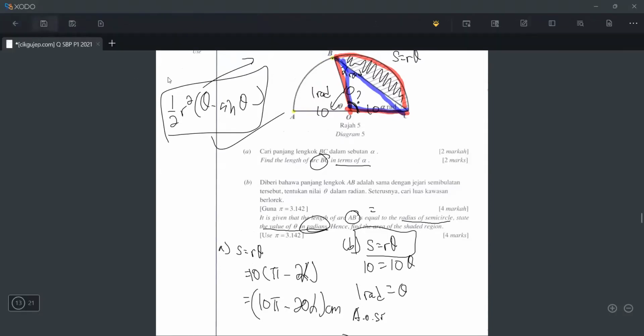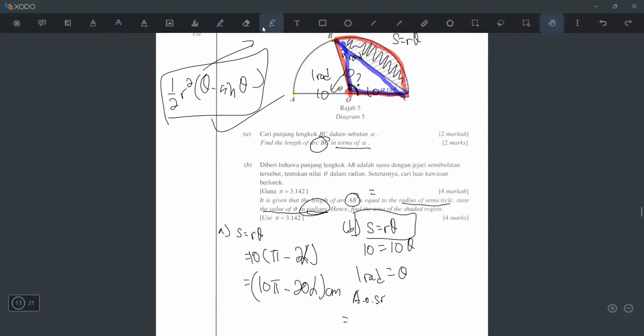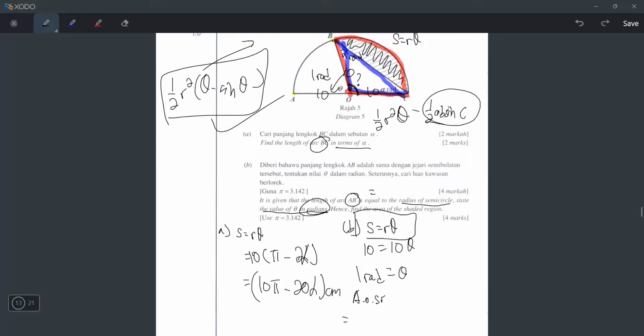So how to find area of sector? Use the formula. Area of sector for the red one will be 1/2 r squared theta. And for area of triangle, you can use 1/2 ab sine C. This formula you learned in solution of triangle already. So let's write down 1/2 r squared theta. If you're finding the red one, which is the sector, then you will take 10 as your radius, and the theta you have to make sure it's in radian.